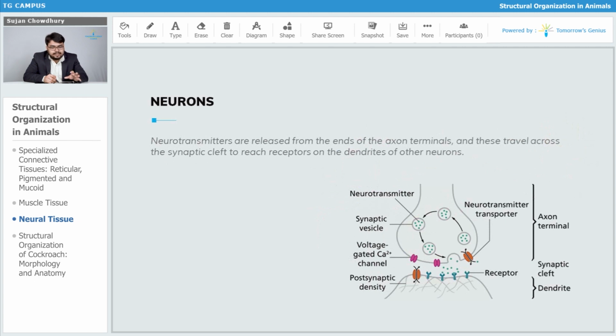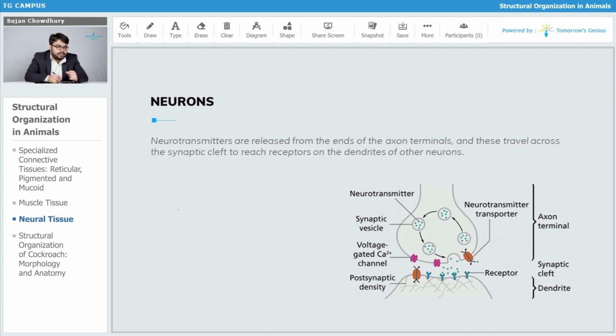Neurotransmitters are very important molecules. The neurotransmitters are released from the ends of axon terminals, and these travel across the synaptic cleft to reach receptors on the dendrites of other neurons.